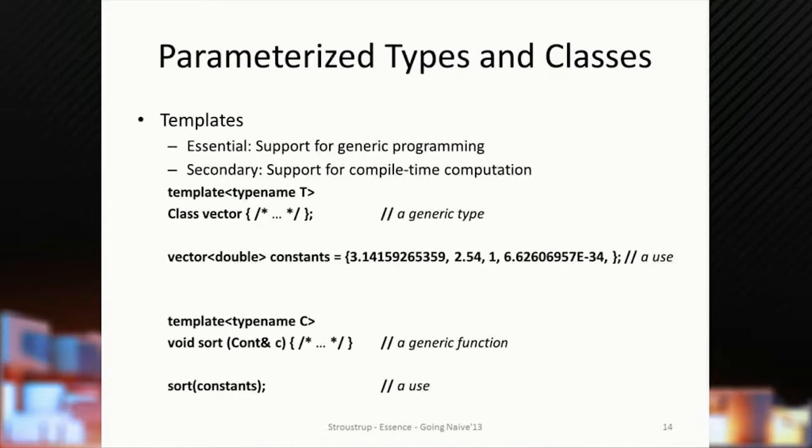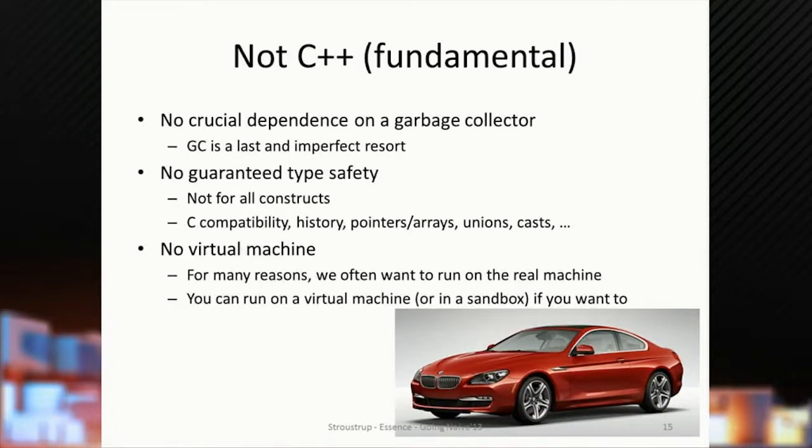Next, we have parameterized types and classes using templates. That's the essential support for generic programming, and secondarily, it allows compile-time computation. Basically, you can have a vector that's parameterized by its element type. You can have a sort function that's parameterized by its container type. And so we can make a vector of doubles like that, and we can sort some vector with that. That's the essence of generic programming as represented in C++ and supported.